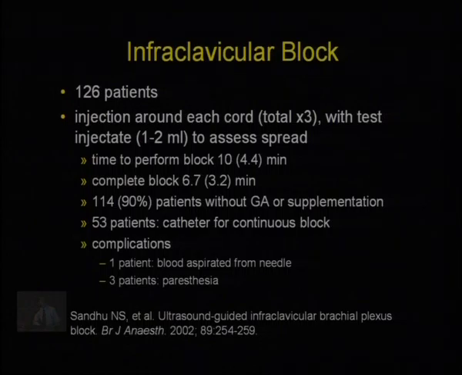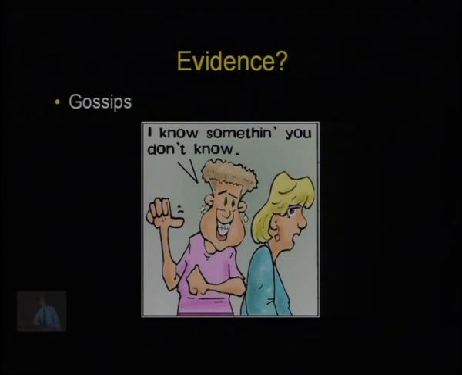90% of the patients had surgery without general anesthesia or supplementation, and in 53 of their patients, they actually put in a catheter for continuous nerve block. And complications: only 1 patient had blood aspirated from the needle, and 3 patients had paresthesia during the procedure, and there were no other major problems like pneumothorax and so on.